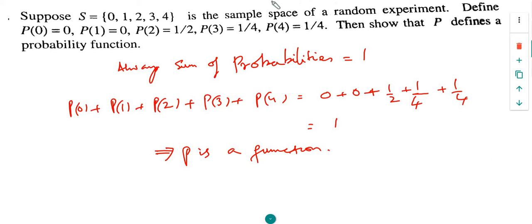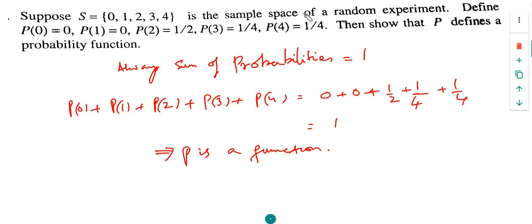Suppose S is the sample space, which contains all the total possibilities, the total number of events. This is the sample space of a random experiment. If I toss a coin, what is the sample space? 1 and 2 will come. If I throw a die, what is the sample space? 1 2 3 4 5 6. That is the sample space. It contains all possibilities.